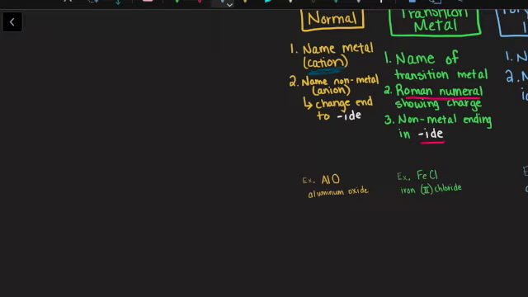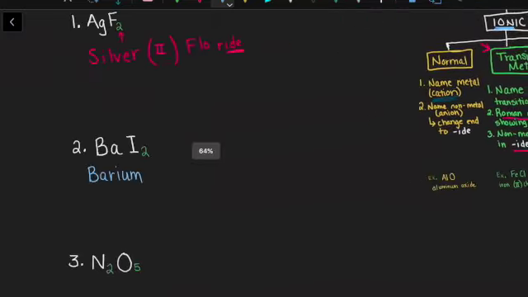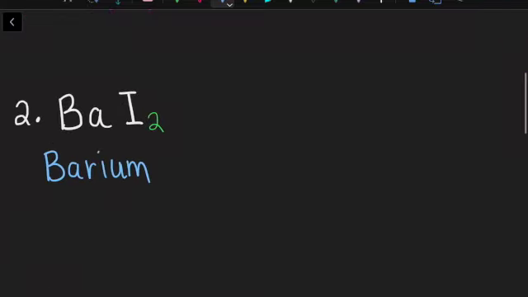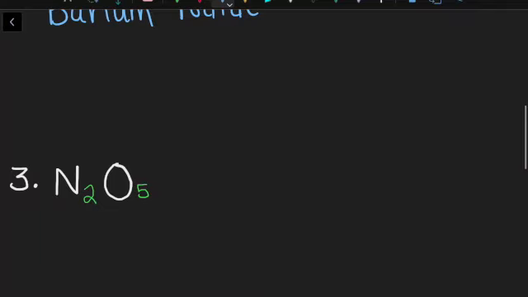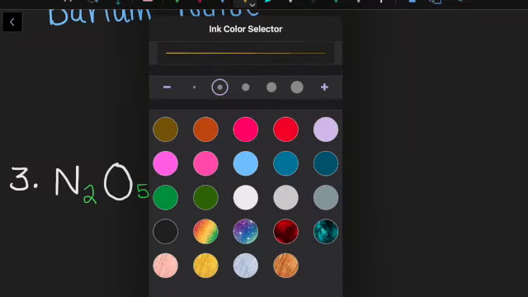And then you write the non-metal but change the end to -ide. So that is going to be barium iodide. Easy. Okay, N2O5. Step one, find those on the periodic table and decide what kind of bond it is.